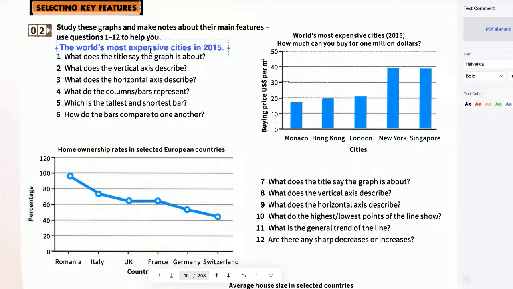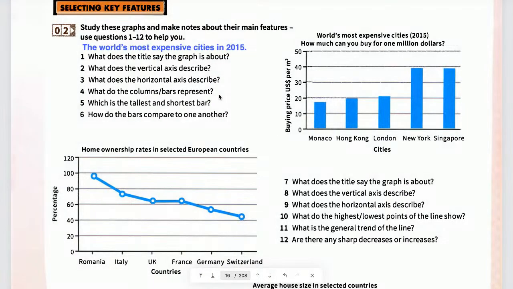Now I need the answer for number 2, guys. Number 2, what does the vertical axis describe? So you look at, now Nhi, tell me, where is the vertical axis? What is mentioned on the vertical axis, first of all?